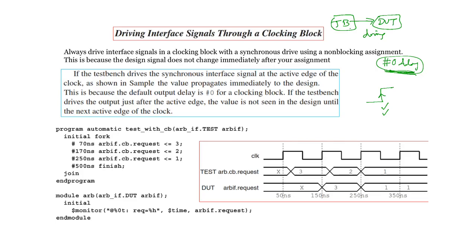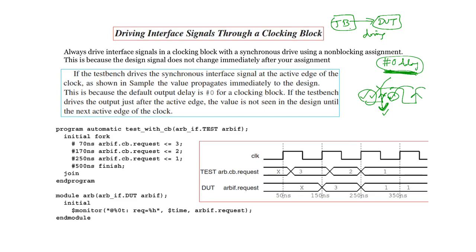Okay, if you are making changes after this edge, that will not appear in the DUT. If you make any changes before this one, they appear at this edge. If you are making any changes in the test bench outputs before this clock edge, those will appear at this clock edge. And even if you change at this clock edge also, that will appear because of this zero delay. But changes after this clock edge will not appear; that will appear in the next clock edge.